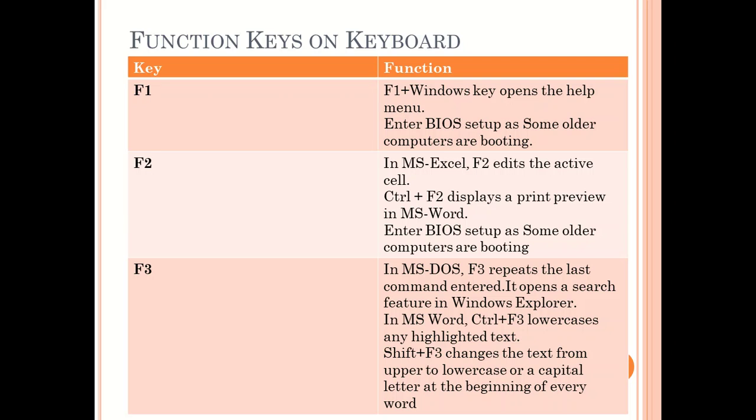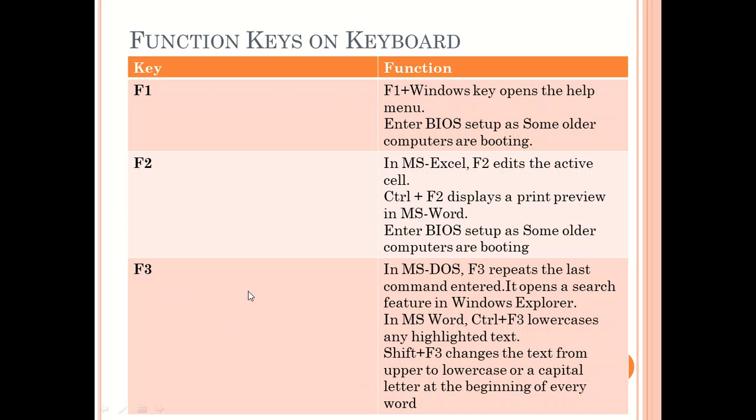F2 is mainly used for renaming, so you can change the name of a file. You can also use F2 to display a print preview in MS Word. Just use Control plus F2, and then you can get the print preview. You can also enter the BIOS setup using these keys.